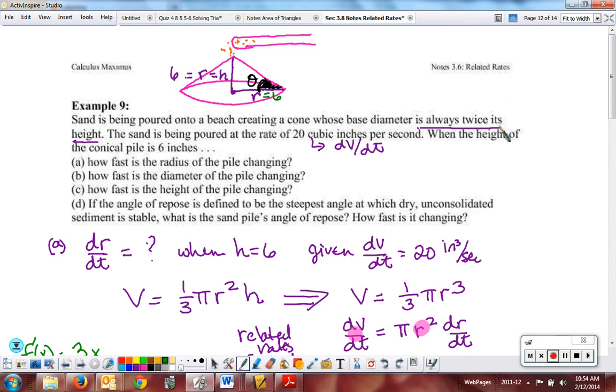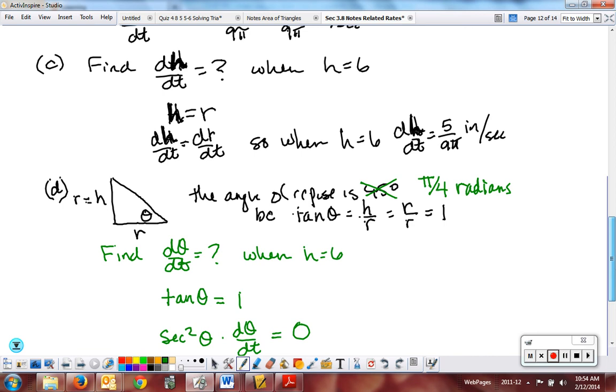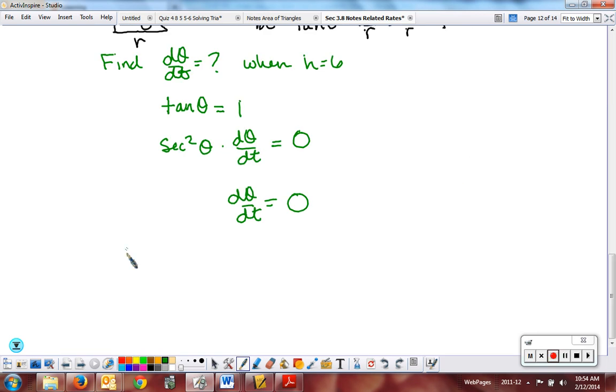Well, you could say when, but they said how fast is it changing? How fast is it changing? The angle of repose is never changing.